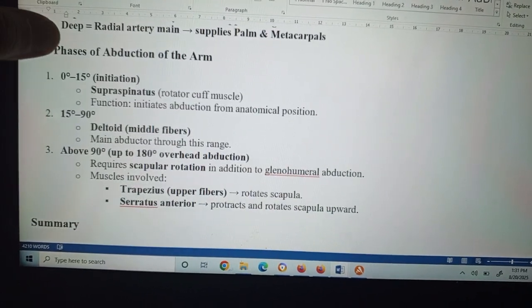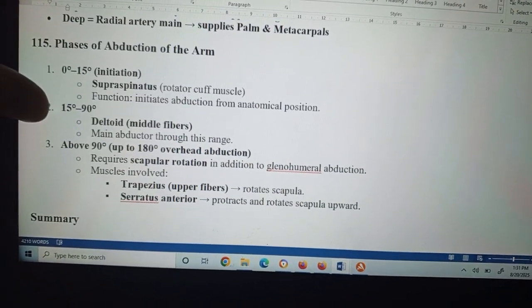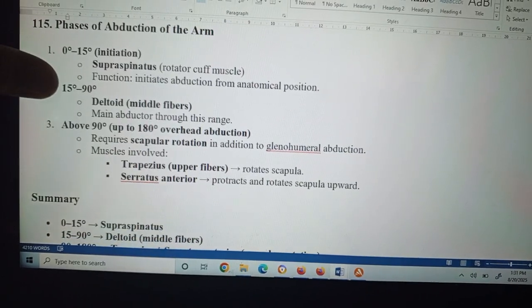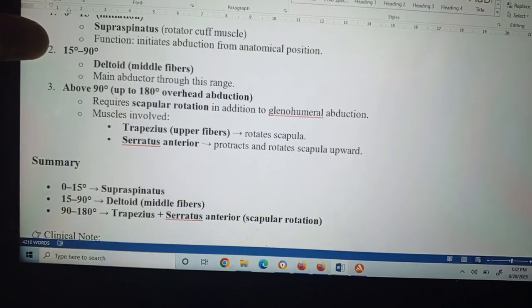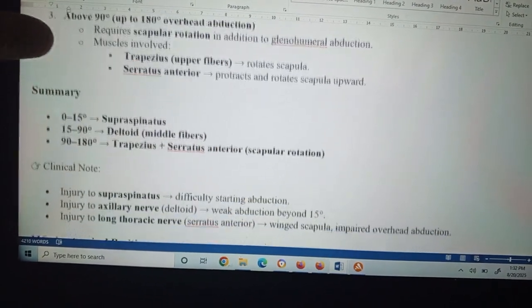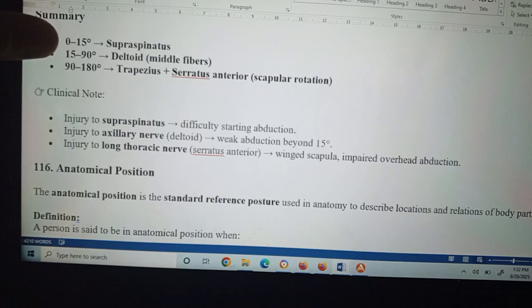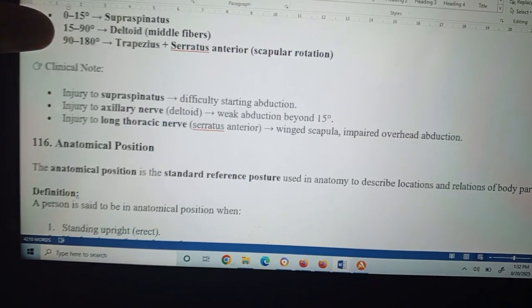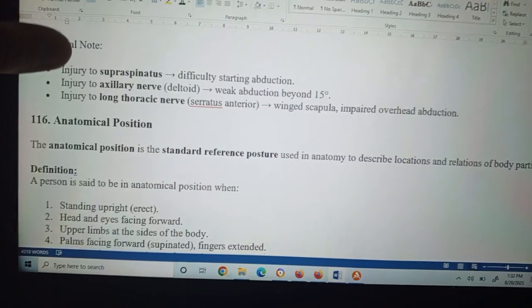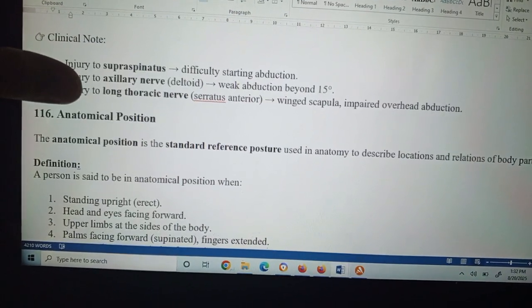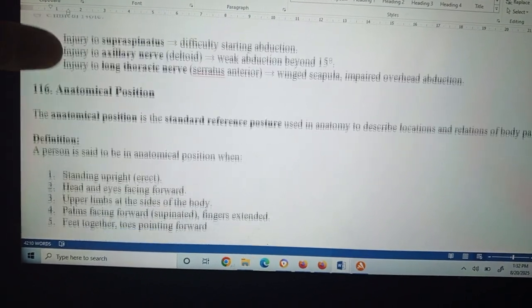And phases of abduction of the arm, which I have already told you. I think we have discussed this. 0 to 15 degrees supraspinatus, 15 to 90 degrees deltoid, above 90 degrees trapezius and serratus anterior. Injury to supraspinatus: difficulty in starting abduction. Injury to axillary nerve: weak abduction beyond 15 degrees. Injury to long thoracic nerve leads to serratus anterior paralysis, winging of the scapula. That is a commonly asked question.